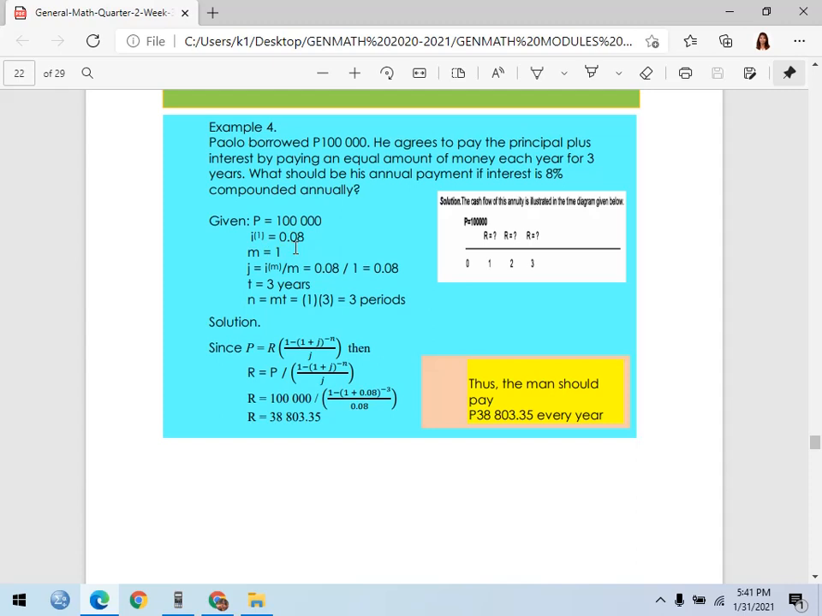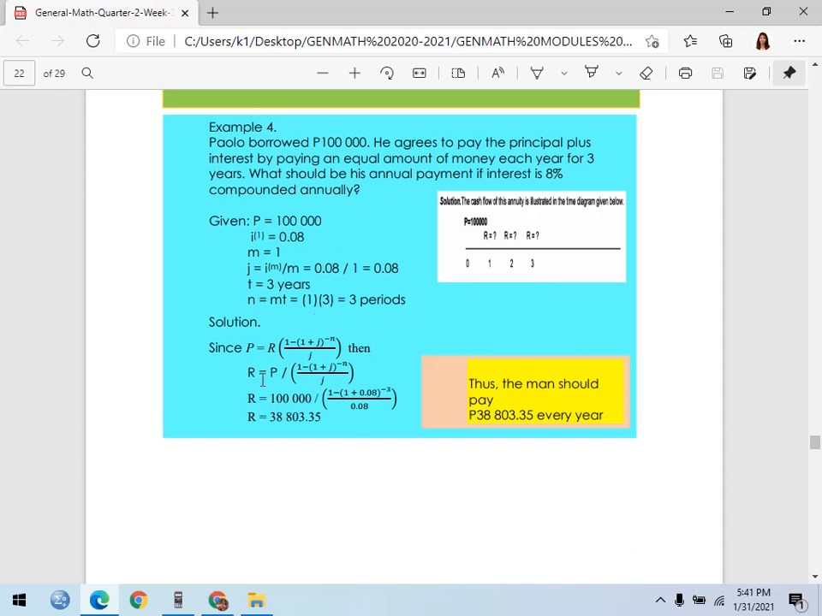Okay? Now, solve for J and N. J is, again, I divided by M, or 0.08 divided by 1. That is still 0.08. And N is M times T. So, that is 1 times 3, 3 periods. Or, 3 beses lang siya magbabayad. Okay? So, obviously, once a year siya magbabayad, for 3 years, therefore 3 times ang bayad niya, or 3 periods.